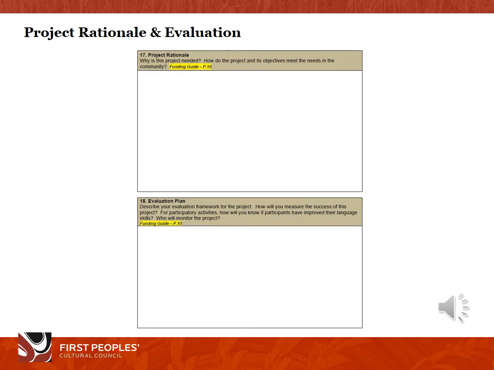Provide a rationale for your project by identifying how its objectives will meet the needs in the community. Describe how you will evaluate your project in terms of measuring success, project monitoring, and how language skills development for participatory activities will be measured.